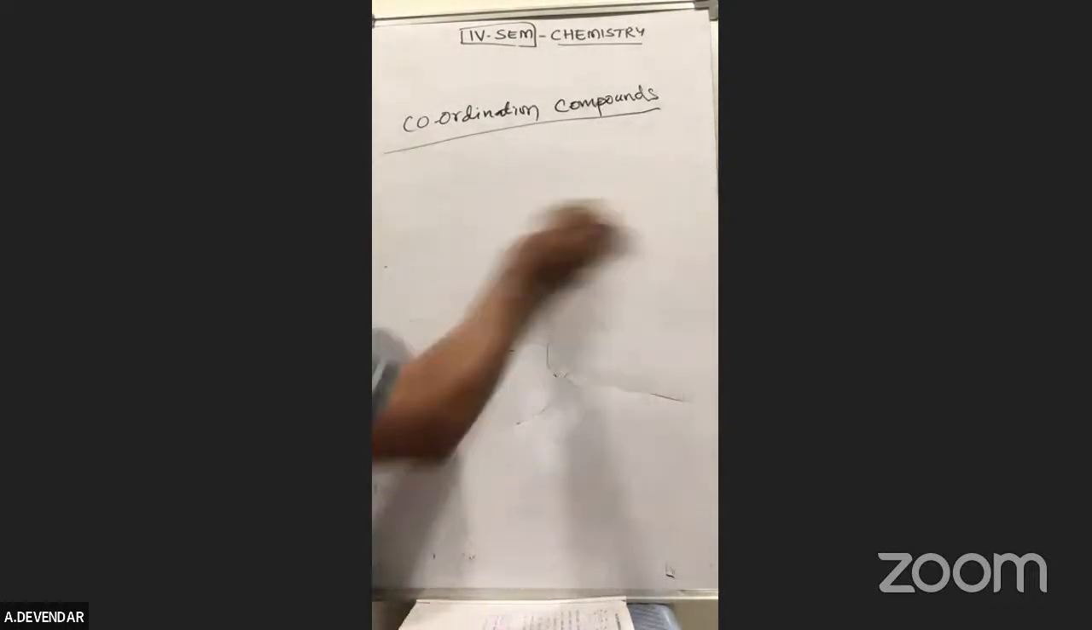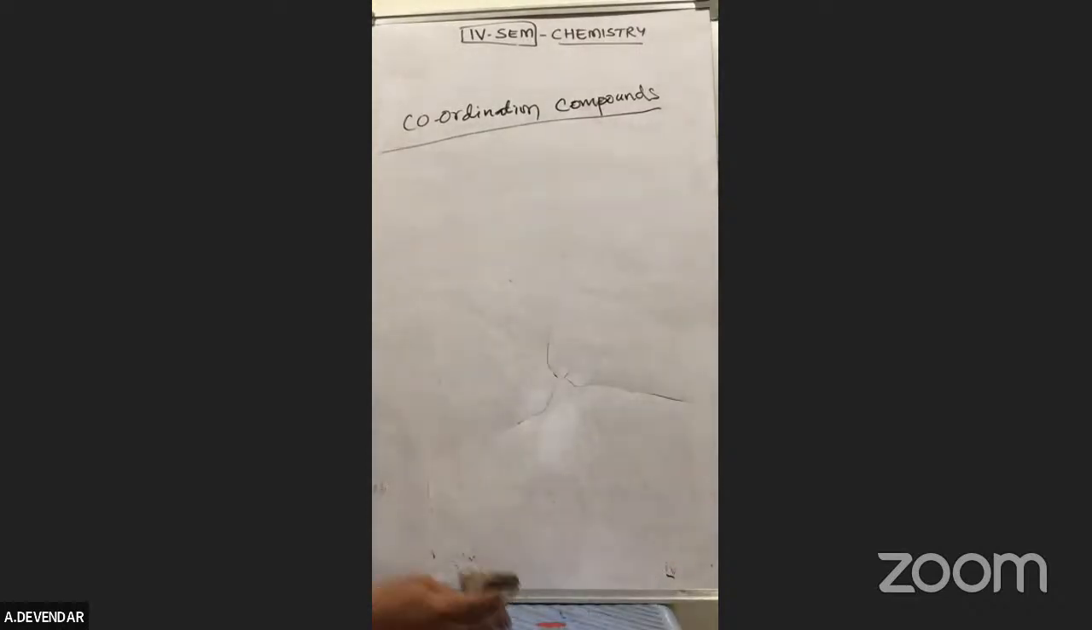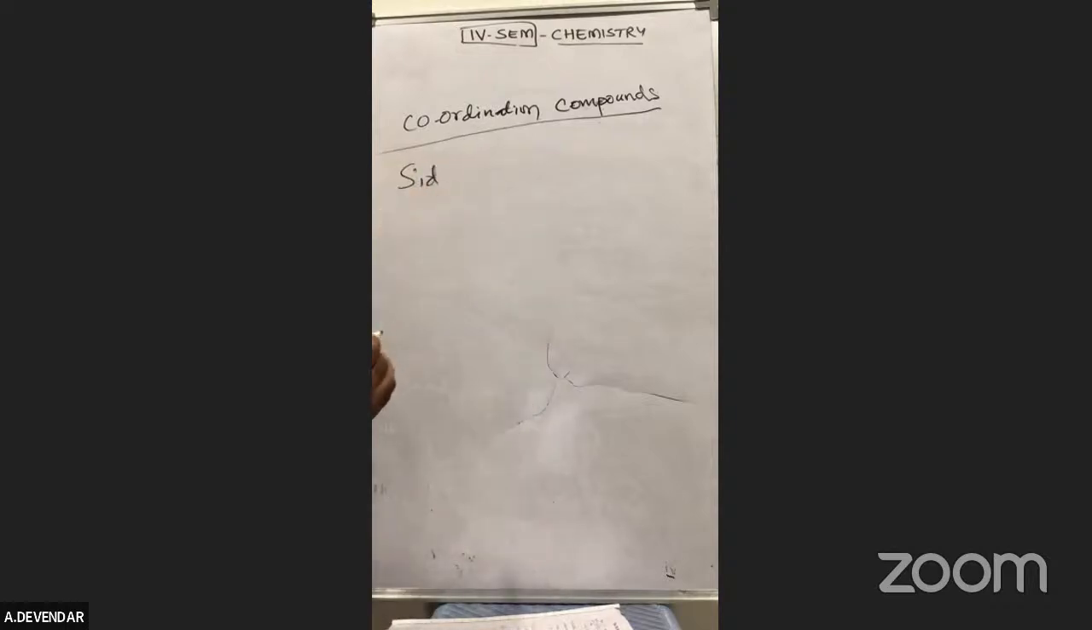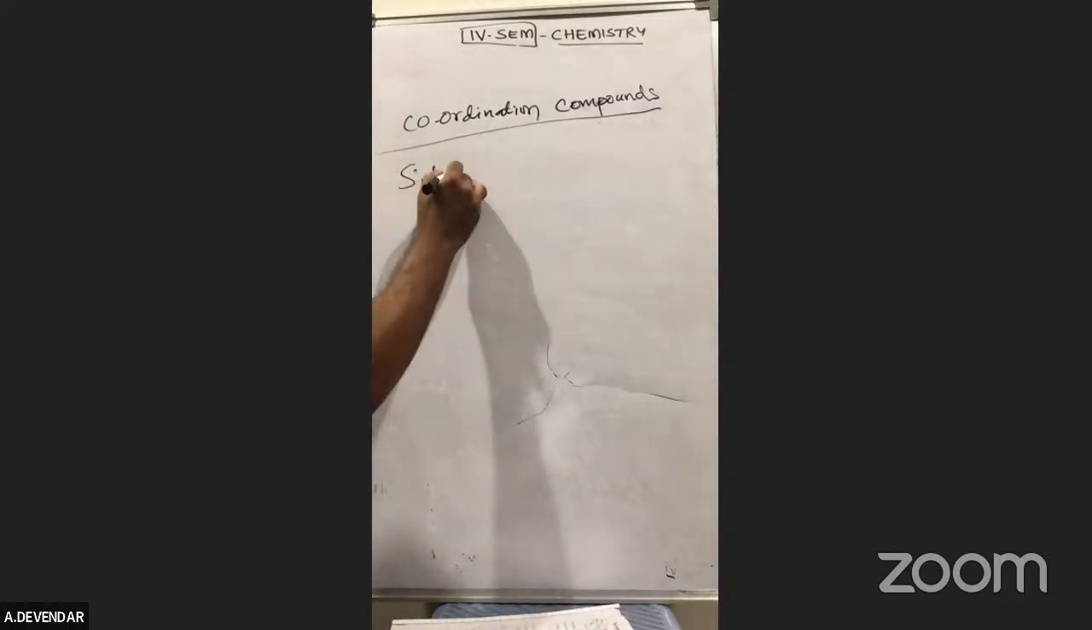Okay. Next, we have the Sidgwick electronic interpretation theory. Sidgwick gave the interpretation theory. In that, the main important thing explained by Sidgwick is the effective atomic number. This is very important, a compulsory question from the examination point of view. It is explained by the Sidgwick interpretation.